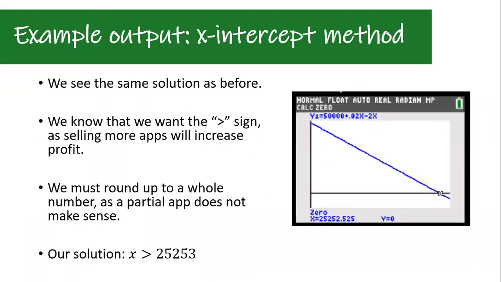We know that we want the greater than sign because we know that more apps is going to make more profit. So to make a positive profit, we need to sell more than 25,253 apps. This is just like the last one, only using the 0 method versus the intersect method.